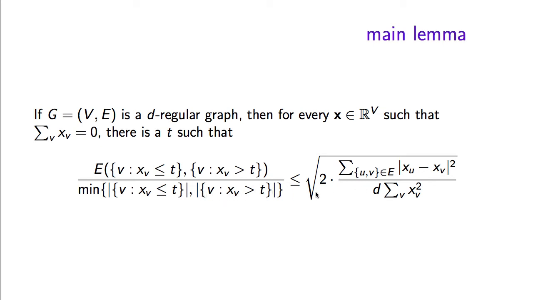And once we plug into this general result an x which is an eigenvector of lambda 2, this Rayleigh quotient will be lambda 2. So here we get the expansion of both sets, so in particular of the smaller of the two, will be at most the square root of 2 times lambda 2. And these sets will be among the sets considered by the sweep algorithm. Because if you sort the vertices according to the value of x, this will be an initial segment of the sorted order, this will be the remaining segment of the sorted order. So those cuts are precisely the cuts considered by the sweep algorithm.